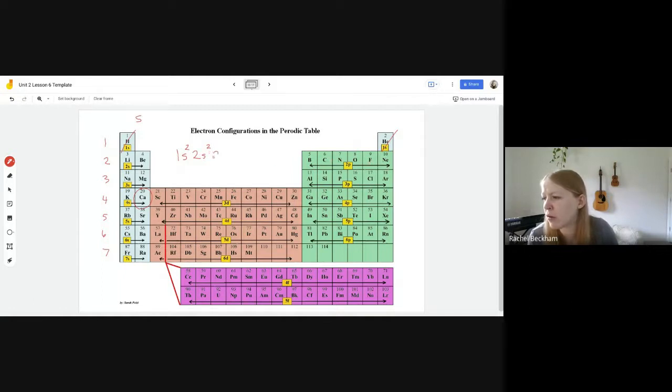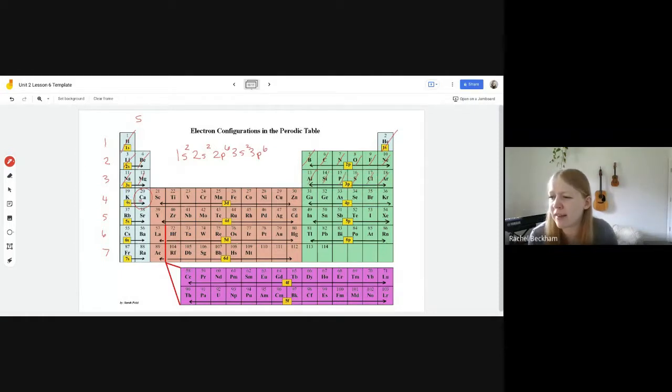So we're still on row 2, but now we're on section P, and we need to count how many blocks are here. 1, 2, 3, 4, 5, 6. 2P6. And now 3S2 is next right here, right? And then now 3P6 because 1, 2, 3, 4, 5, 6.